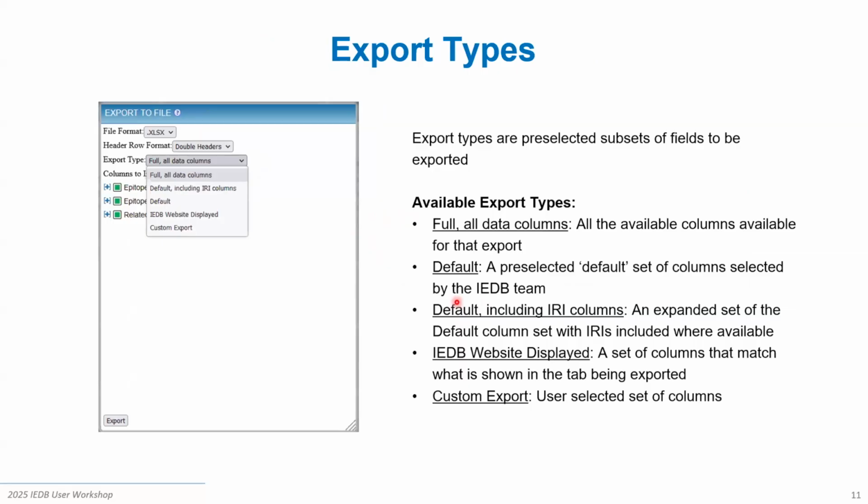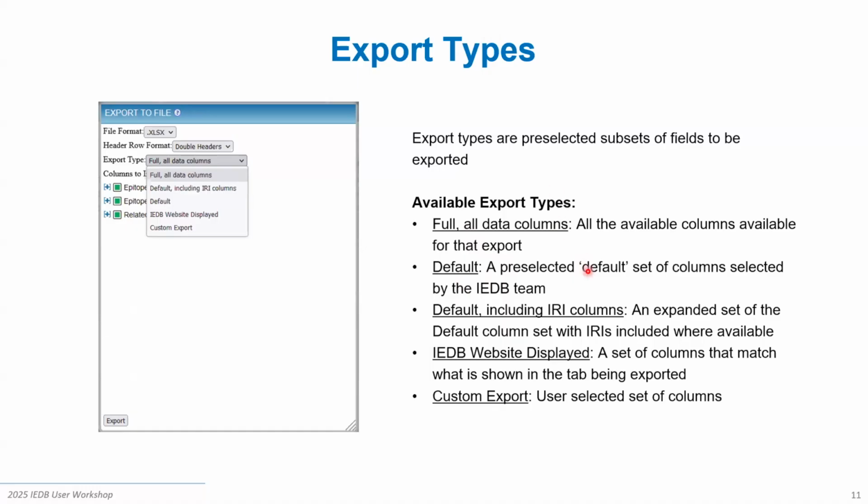So the next one is this concept of header or export types. These are pre-selected subsets of our fields that we chose to let you export in formats that we think would be the most useful for the majority of our users. The options you have are the full, which is all of the data, and the default, which is what the IEDB team came up with as what we would see most users wanting.